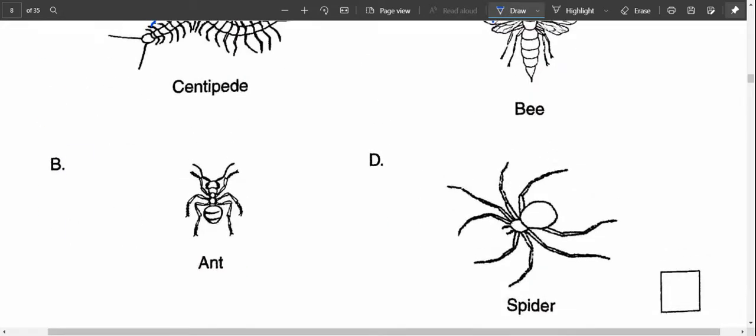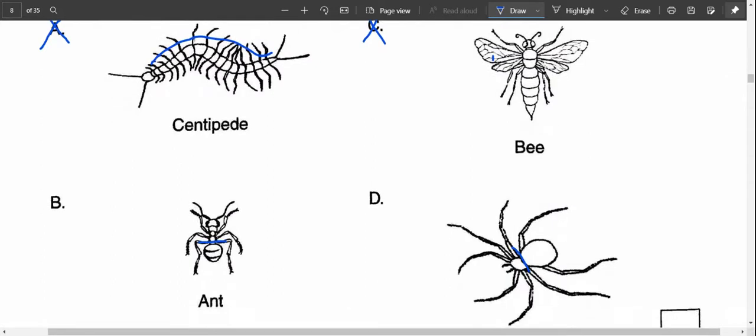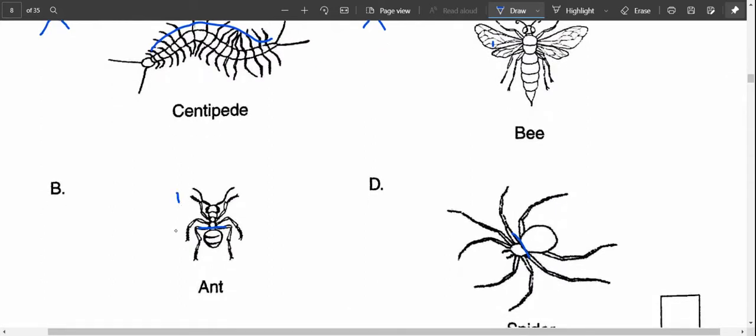And then the body is divided into two parts. Part of this has 2 parts, and then it says that it has 4 pairs of legs. Just count, 4 pairs means 8. 1, 2, 3, 4, 5, 6. Only 6, out. And this one, 1, 2, 3, 4, 5, 6, 7, 8. Therefore, the answer is D.